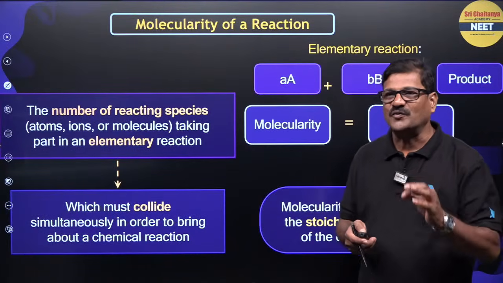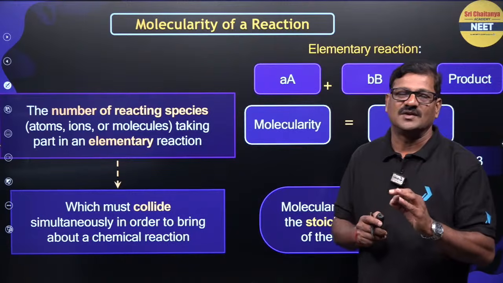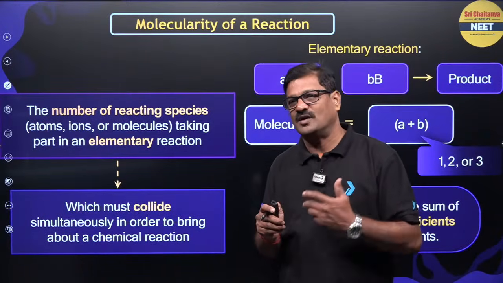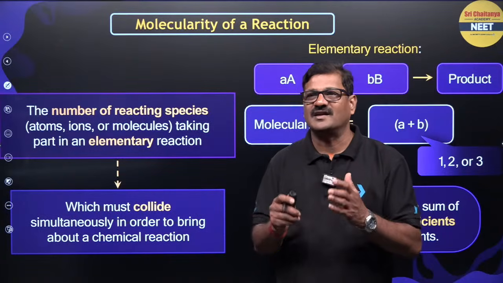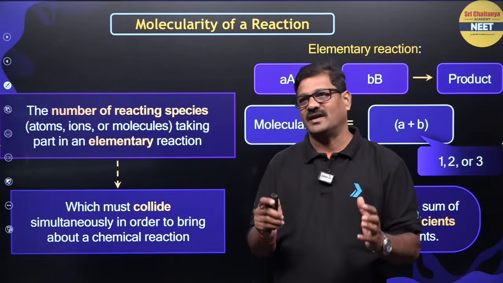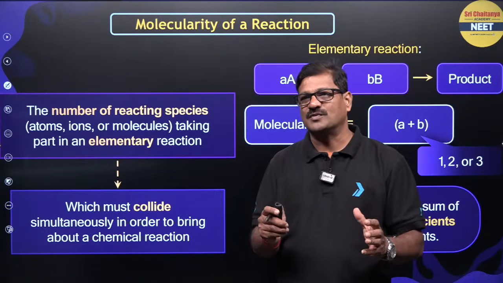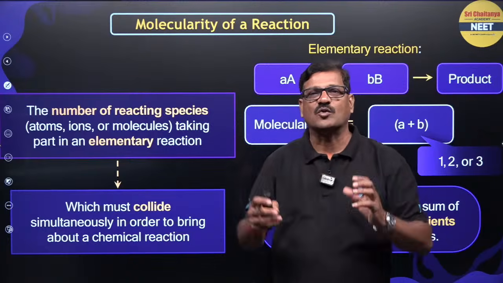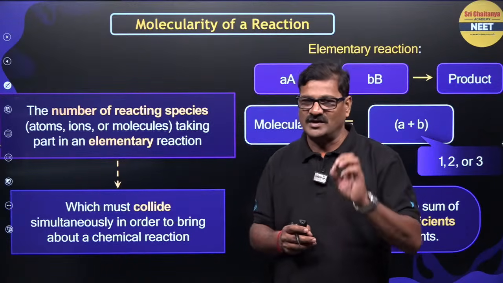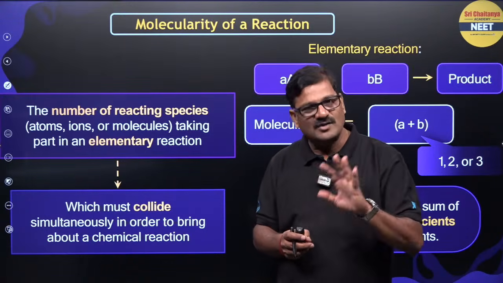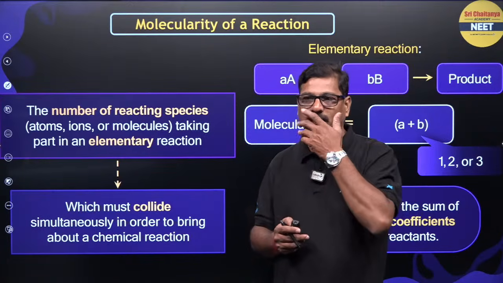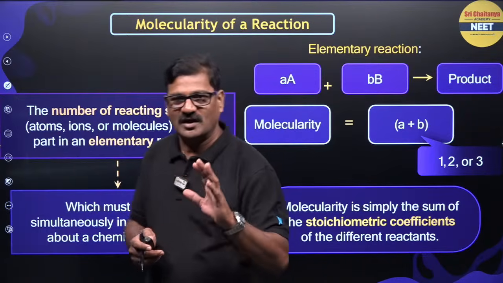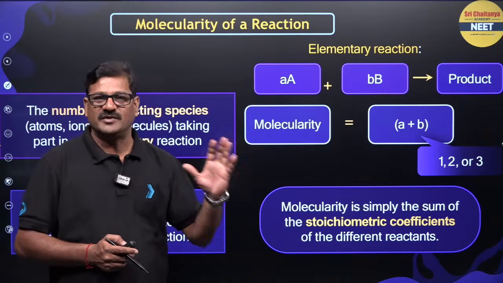So the number of reacting species, whether atoms, ions, or molecules, anything taking part in one elementary reaction must make a collision. Actually a reaction takes place when the reactant molecules make a collision. So in an elementary step, how many molecules come and collide, that is called molecularity. So molecularity can be 1, molecularity can be 2, molecularity can be 3.